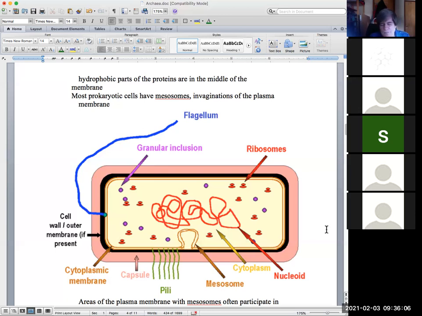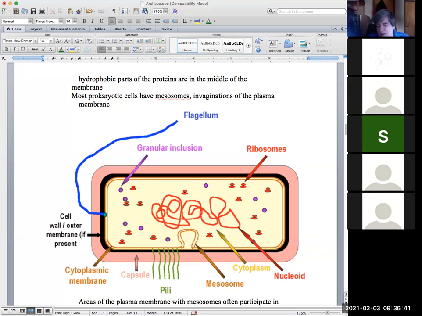So notice that a lot of cells don't have pili, a lot of cells don't have flagella, a lot of cells don't have a capsule. But if we talk about the chromosome, the ribosomes, the cytoplasm, the plasma membrane, the cell wall, that's something that's found in almost all bacteria. Keep in mind, it's hard for us to say all of anything when we're talking about nature. There are a few weird bacteria that don't have cell walls, for instance.